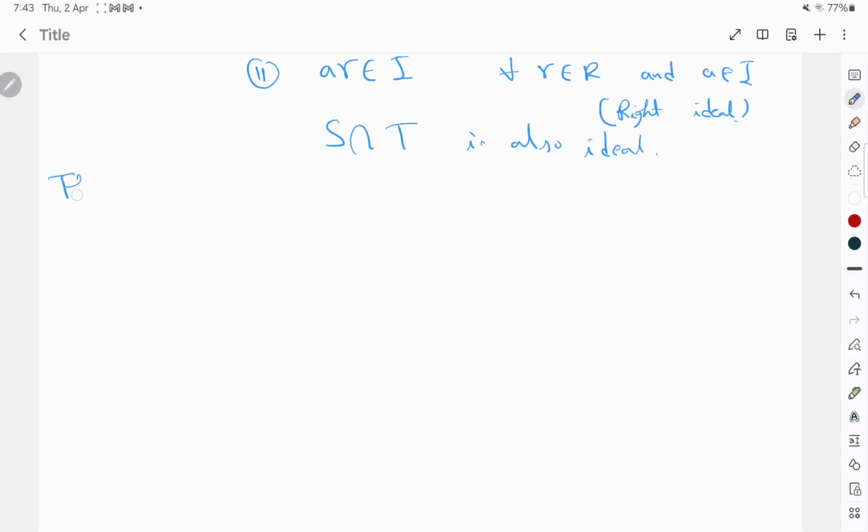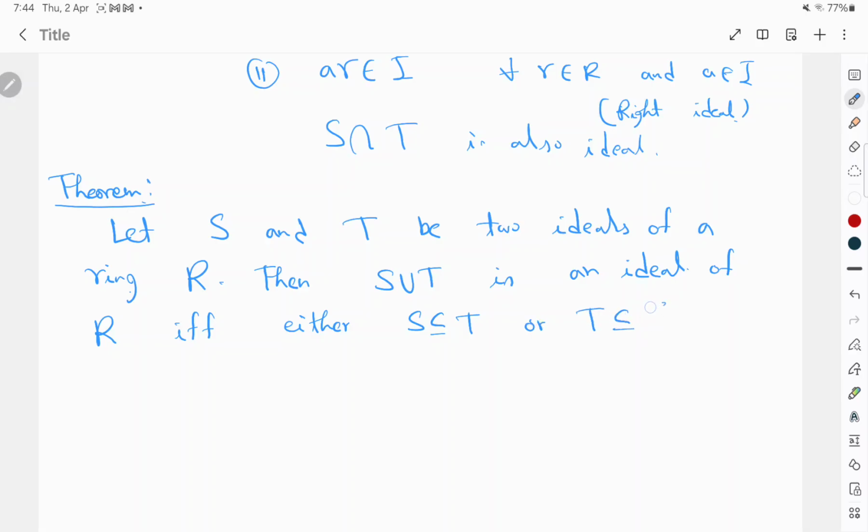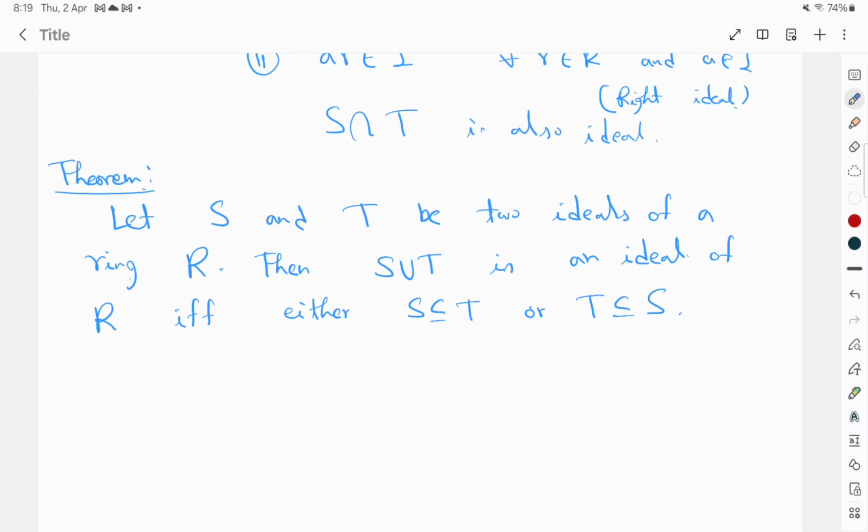Theorem: let S and T be two ideals of a ring R. Then S union T is an ideal of R if and only if either S is a subset of T or T is a subset of S. So this is an if and only if.